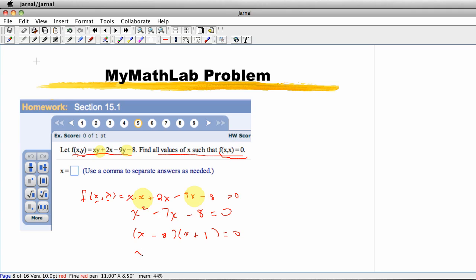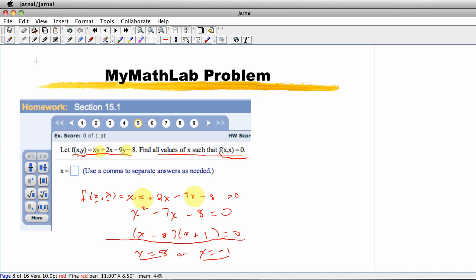So therefore, x minus 8 is 0, which happens when x equals 8, or x plus 1 is 0, which happens when x equals minus 1. So no matter how many factors you have here, you could have 5 or 6 factors. If you have a bunch of factors equal to 0, then that means one of the factors has to be 0. So regardless of how many there are, you'll have that many expressions down here. So that would be our answer to that question.